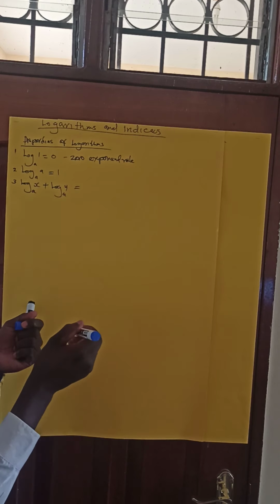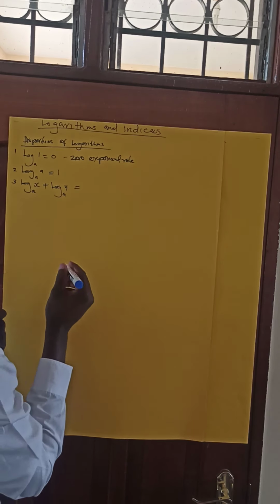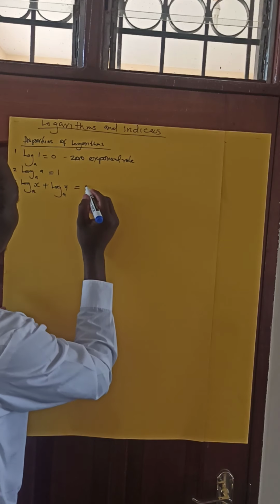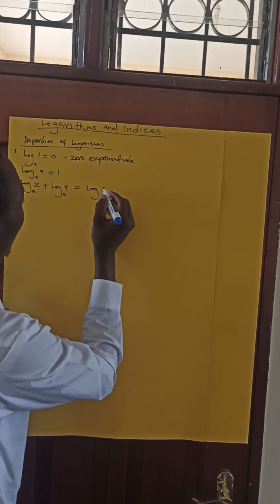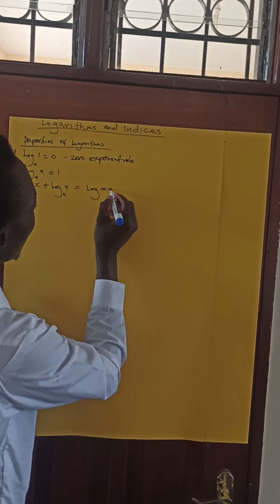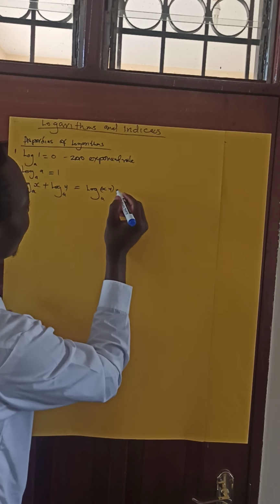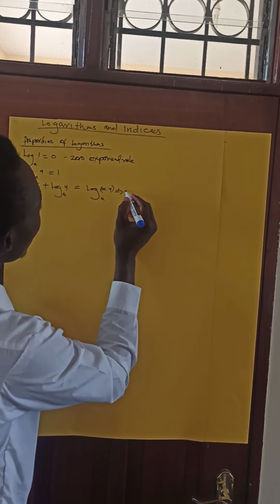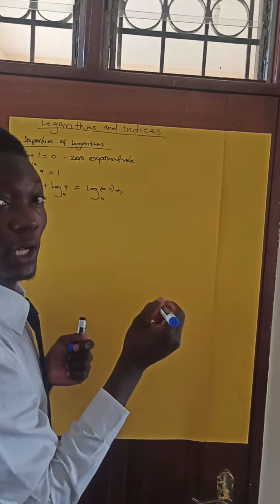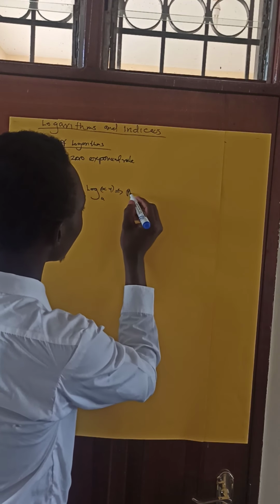Then we have log x base a plus log y base a. That one will give us log xy base a, and this is what we call the product rule.